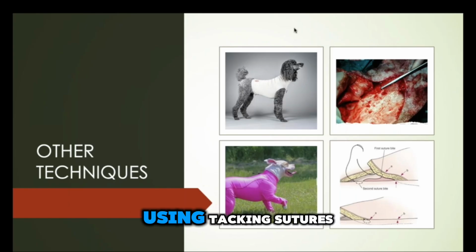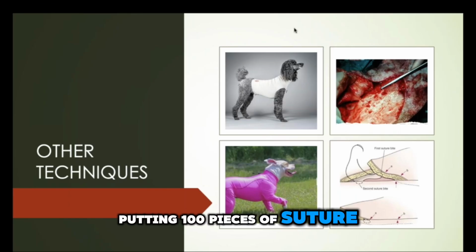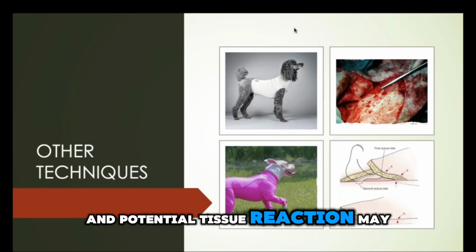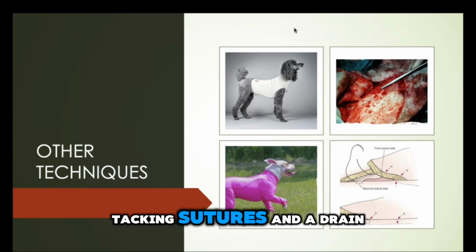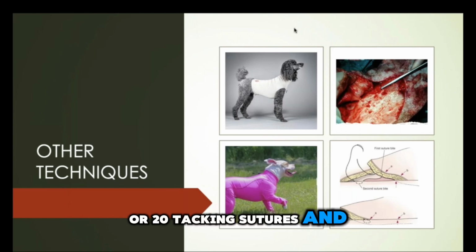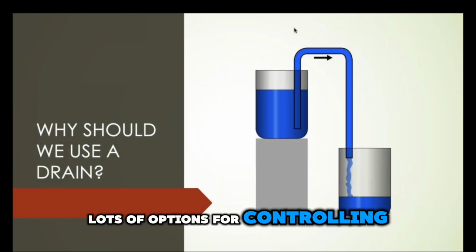Again, where I don't like using tacking sutures as the only mechanism to control dead space is when I'm going to be putting 100 pieces of suture in a wound. That level of foreign material and potential tissue reaction may be worse or as bad as using a drain. So maybe I use 20 tacking sutures and a drain, or 20 tacking sutures and a bandage. Lots of options for controlling dead space.